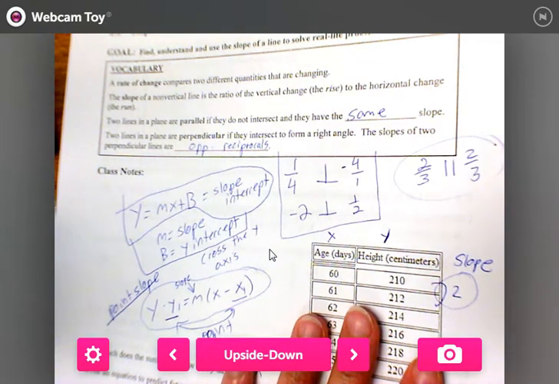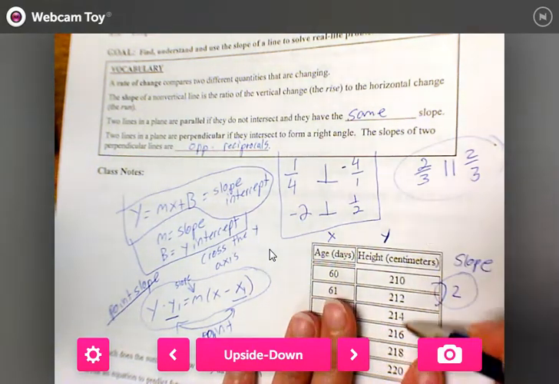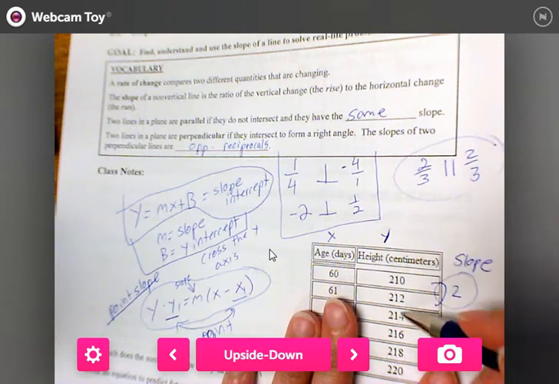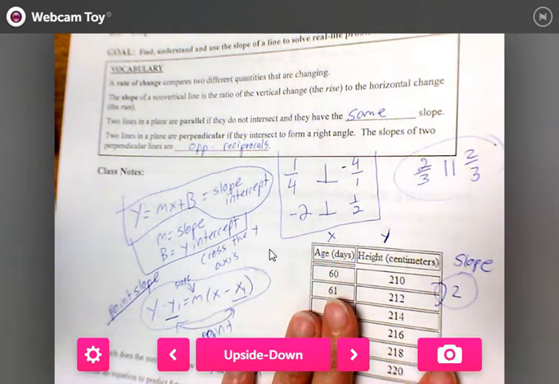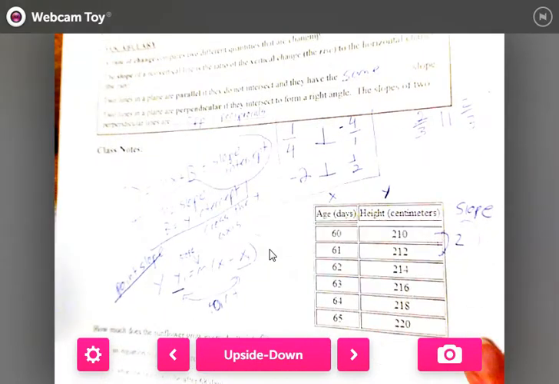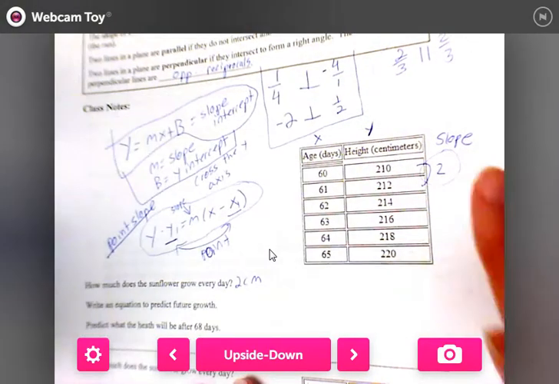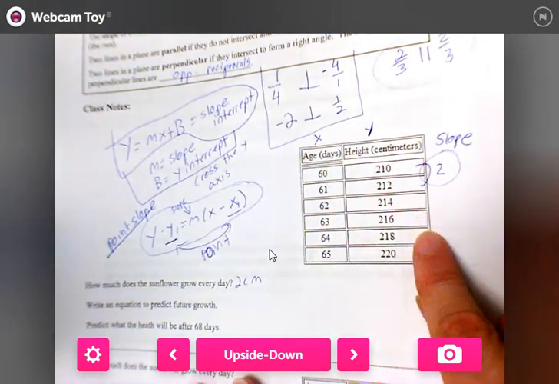So, if the height of the sunflower is the y value, what's the y-intercept? What does it start at? What did you just tell me? It's not above the ground, so it should start at 0. Okay. So we know the slope is 2. It's going up by 2 each time.